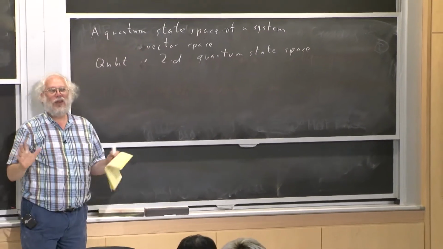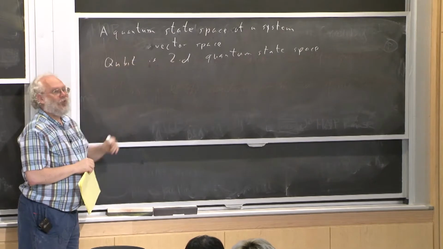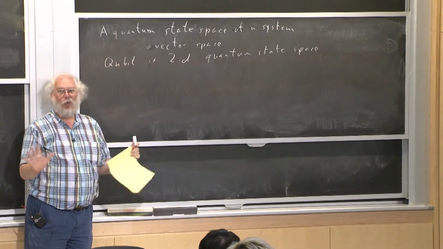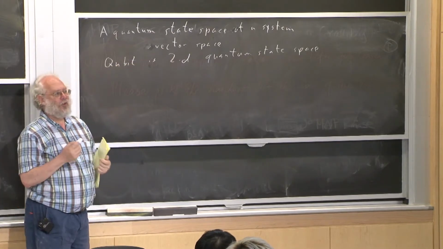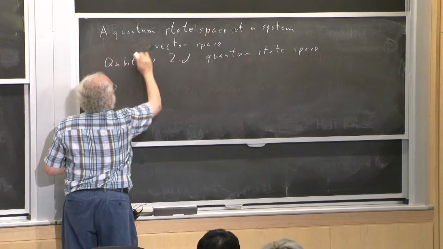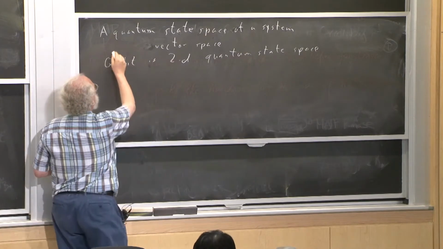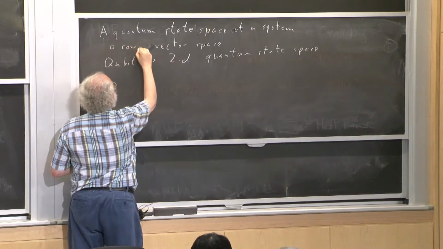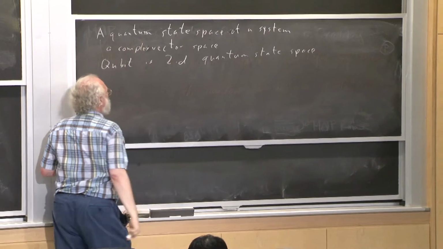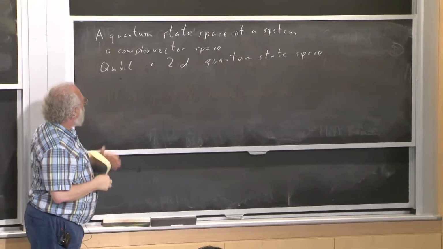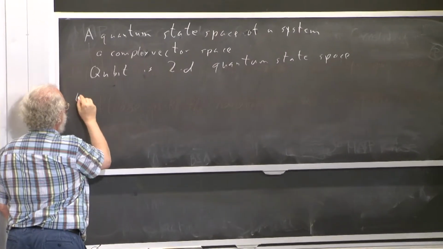And actually, there's something about quantum mechanics that is probably different from the linear algebra that you've learned. In quantum mechanics, everything has complex numbers in it, so it's a complex vector space. So let's do examples.